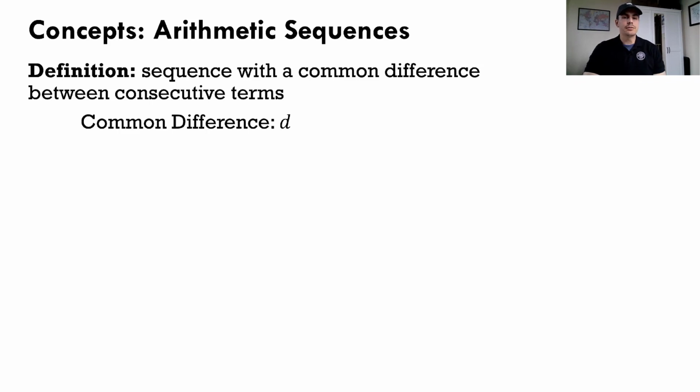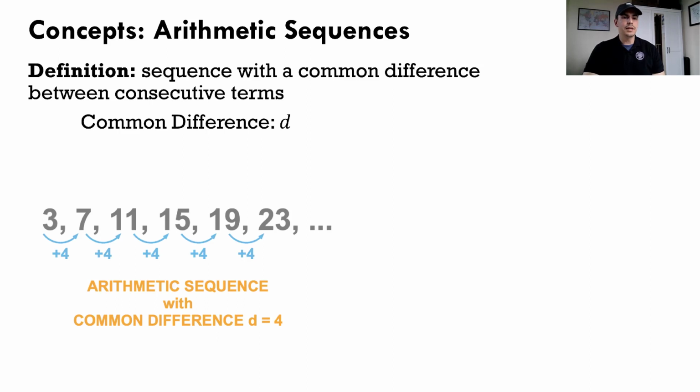First off, what is an arithmetic sequence? Well, it's just a sequence with a common difference between consecutive terms. And we denote that common difference with a lowercase d. So an example here, I've got 3, 7, 11, 15, 19, 23, and so on. See here, we are adding 4 in between each term. So that means our common difference, d, is equal to positive 4.